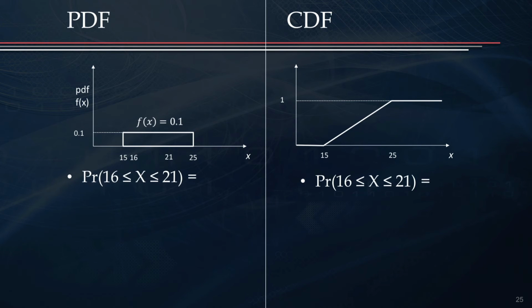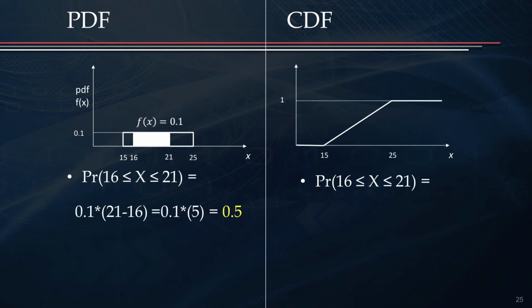Let's do a more complicated calculation now. The probability that X is now in between 16 and 21. We know how to do this on the left-hand side. Again, we'll calculate the area, height times the difference in the endpoints of the range, and this is 0.5.